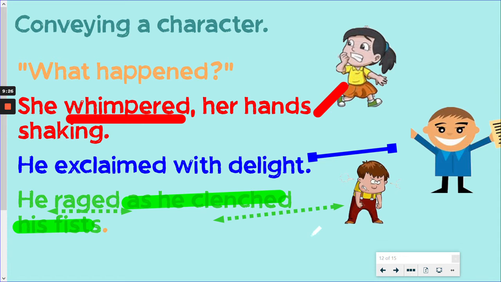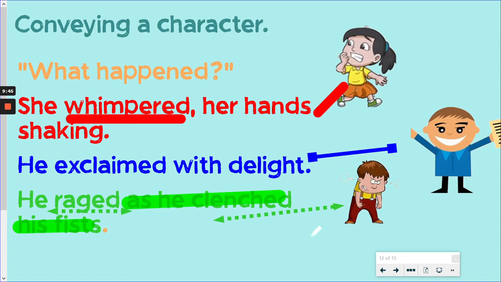The second example, "What happened?" he exclaimed with delight. So here we're using the speech verb exclaimed, and then we're using the adverbial with delight to show how the exclaiming was done. It was done with delight. This tells us that the character is full of joy and is very happy.